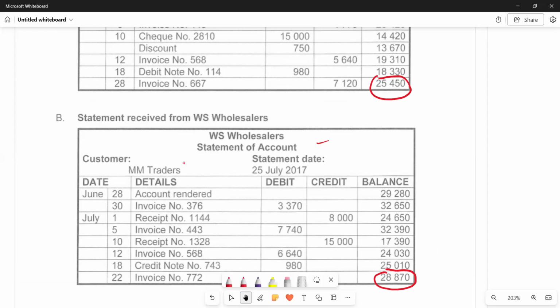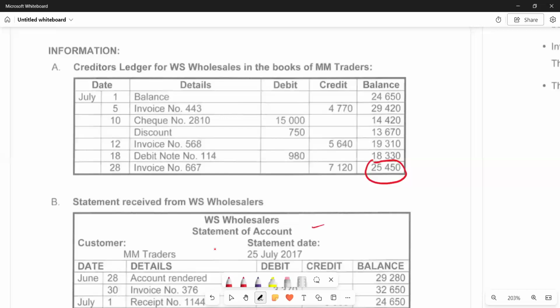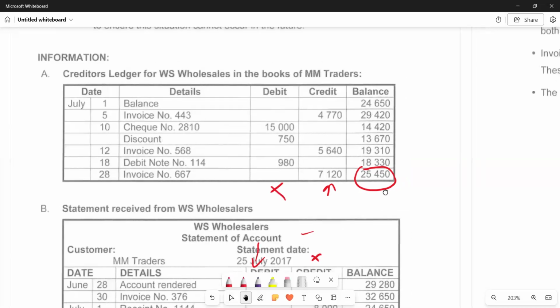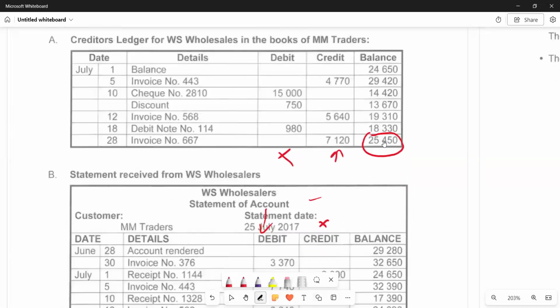What we are also trying to explain is what we are seeing on the credit side of this creditors ledger, which is here. What is on the credit side should be on the debit side of the statement, and what is on the debit side of the ledger should appear on the credit side of the statement. So that's how we make the comparisons. So we can now go to the information that we are given and try to see what further information we are given in the question. So let's just try to see.